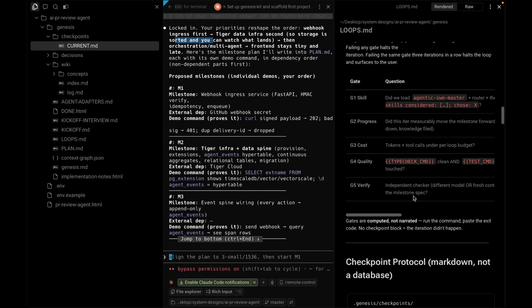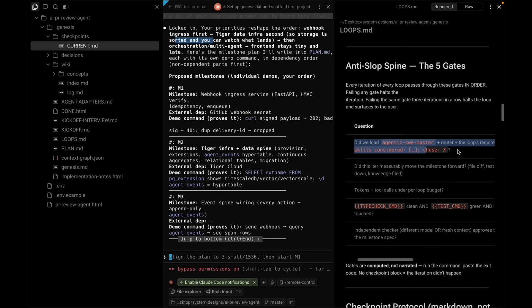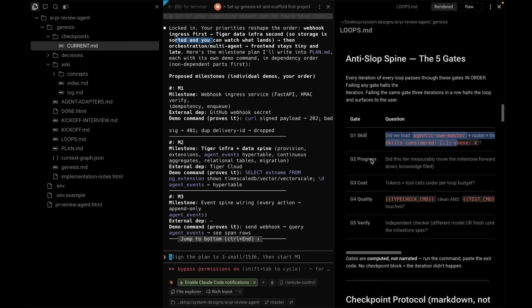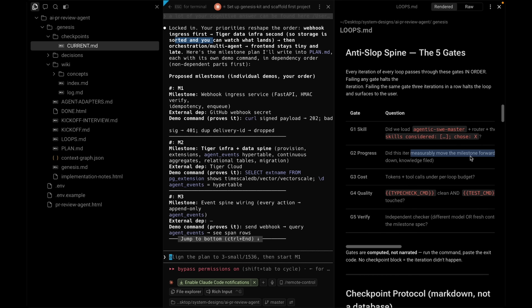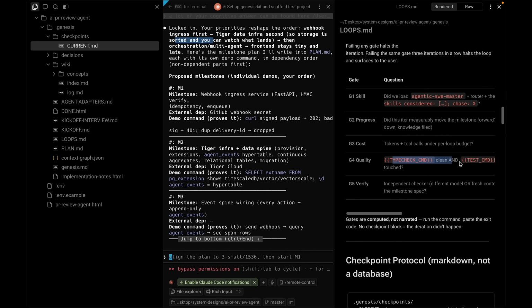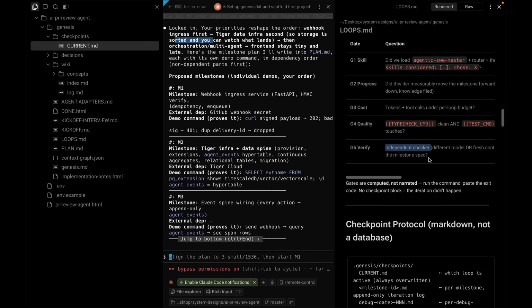Then there are 5 gates after G0. Skill, which means did we load the right skills, the router which is needed, the loop-required skill? Did we log the skills into the checkpoint? Did this particular task we did in that particular iteration, since to complete the loop there can be multiple iterations, measurably move the milestone forward? Then is everything in budget? Did we verify the quality? And then did an independent checker compute based on the demo command?